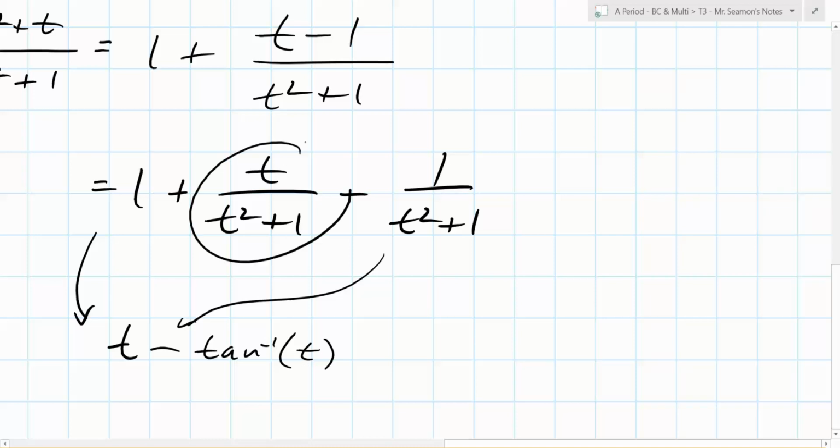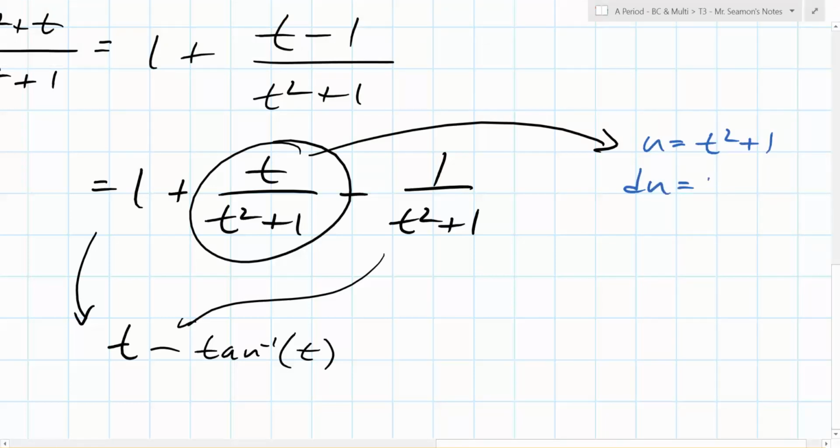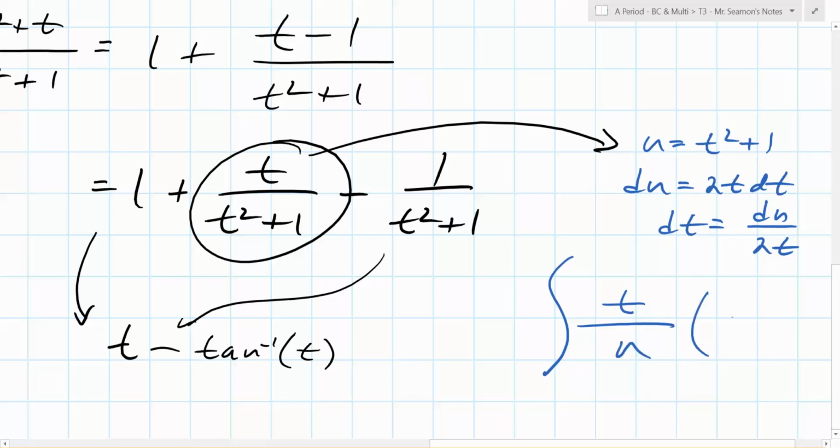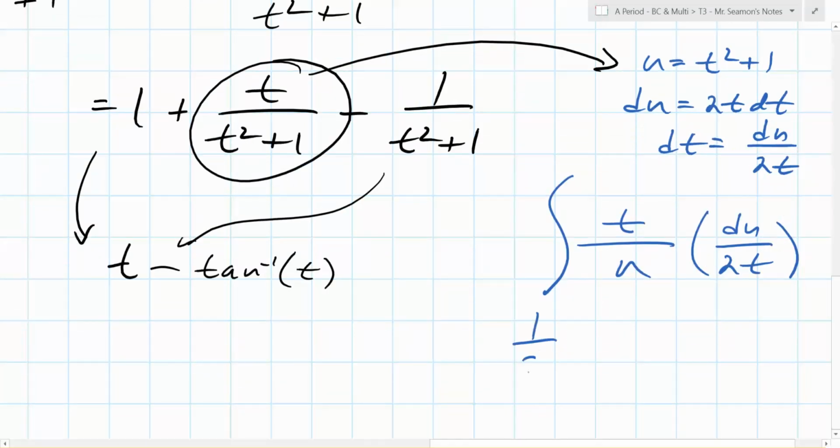So the only one we have to use U substitution on is right here. Just make sure I don't make any simple mistakes. U is equal to T squared plus 1. So du is equal to 2T dt. So dt is equal to du over 2T. So what do we end up with here? We have the integral of T over U times, instead of dt, du over 2T, right? So we have 1/2, the T's cancel, u to the negative 1 du.